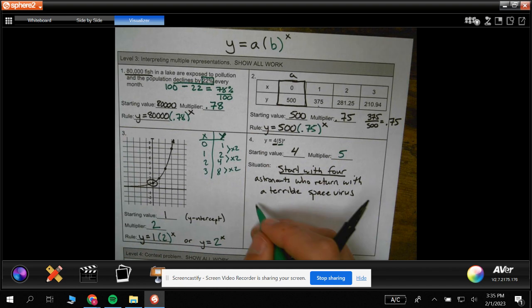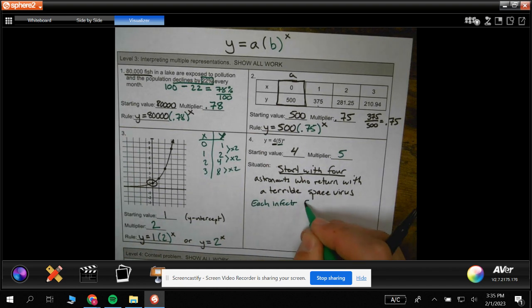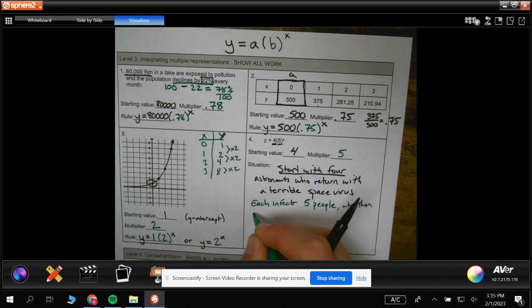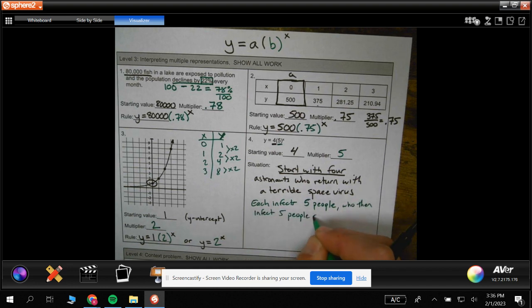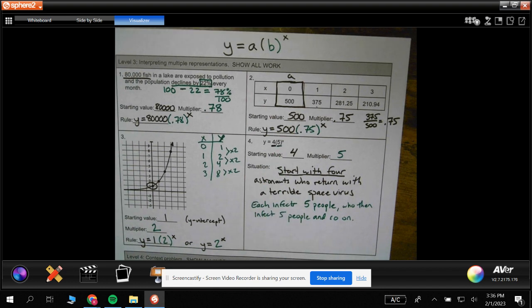Then from there, each infects 5 people. There's our multiplier. We start with 4, and they each infect 5. That means there'll be 20 new infections, 4 times 5. Each infects 5 people, who then infect 5 people, and so on. That would be a situation that could be modeled by 4 times 5 to the x power. All right, let's go on to level 4.